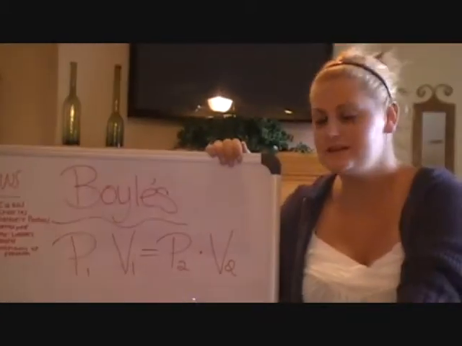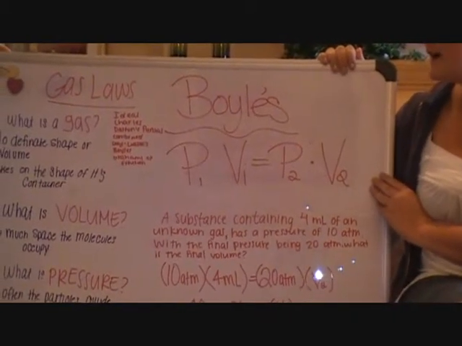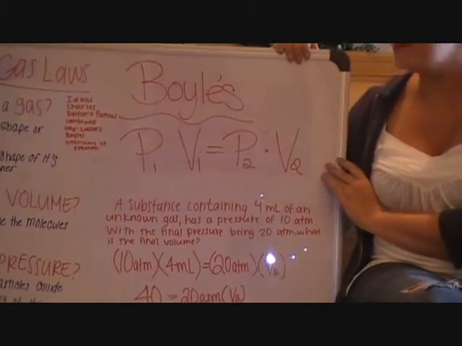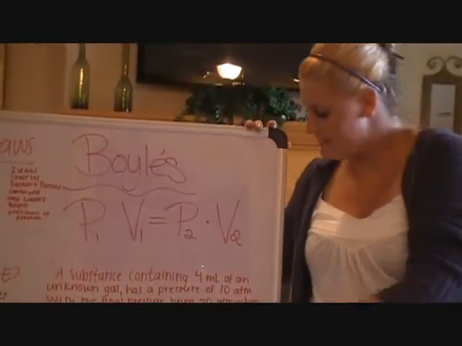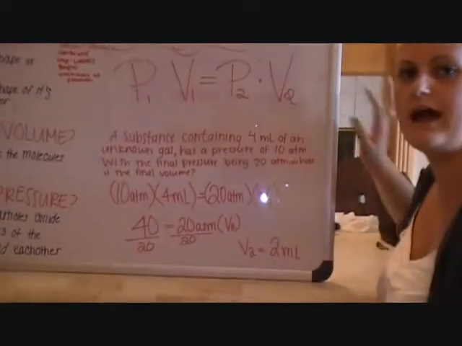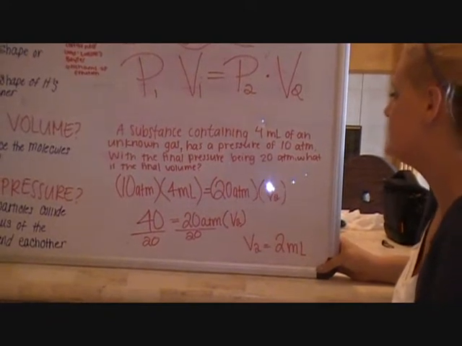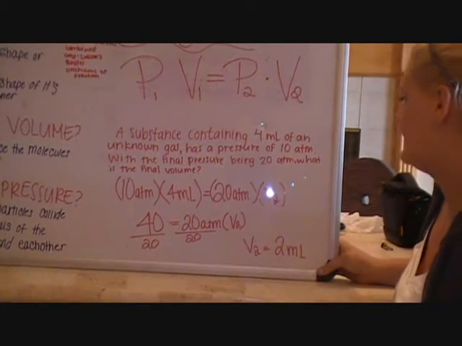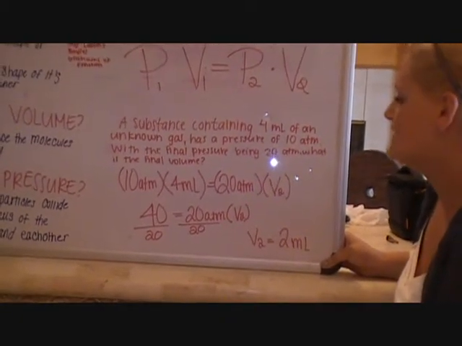The first law we did was Boyle's law, and the equation for that is initial pressure times initial volume equals the final pressure times the final volume. So we did here on the bottom the first example to show how to use this equation. The example is a substance containing 4 milliliters of an unknown gas has a pressure of 10 atm. With the final pressure being 20 atm, what is the final volume?